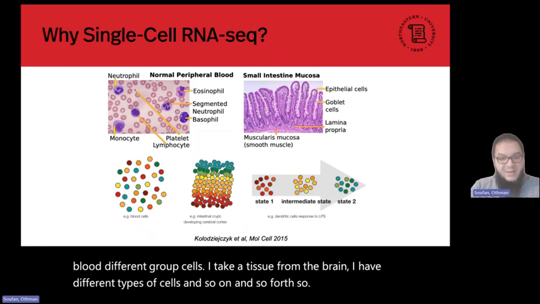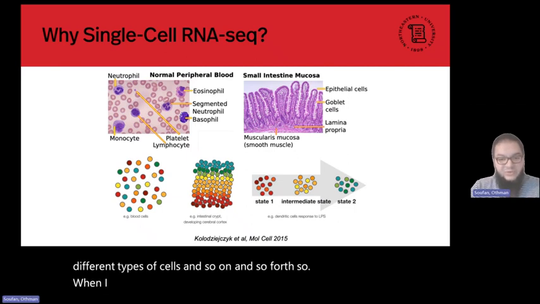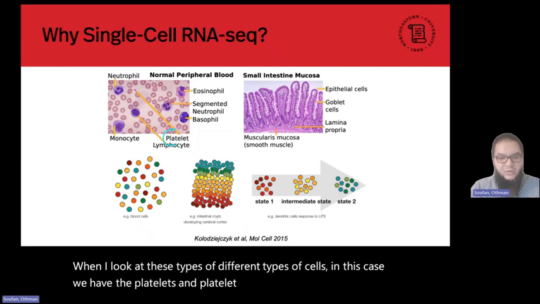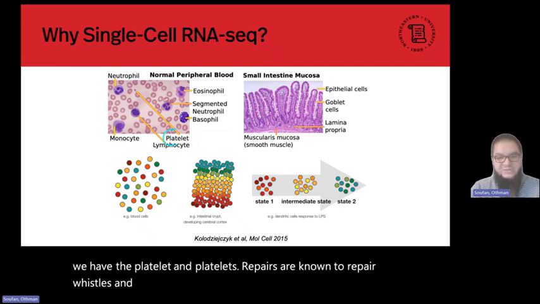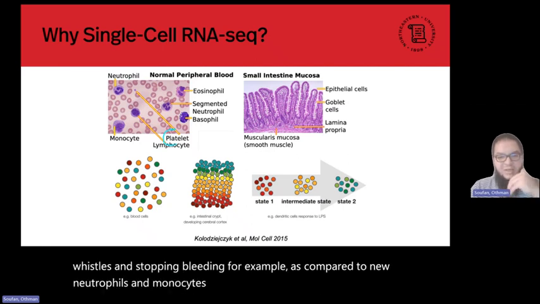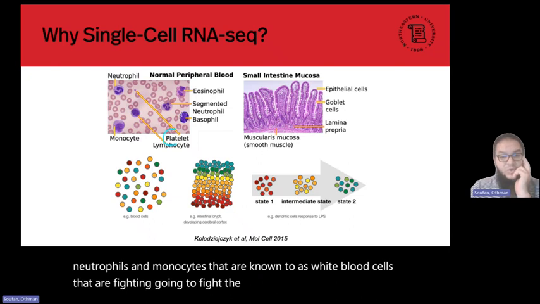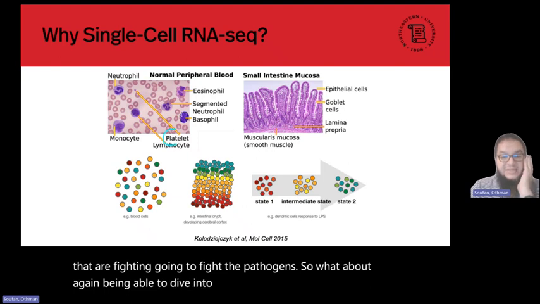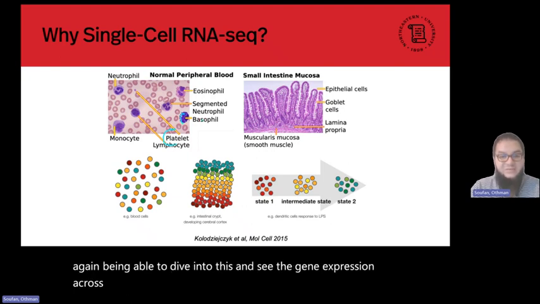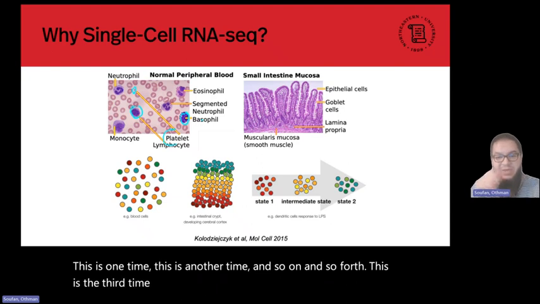So when I look at these different types of cells, like in this case, we have the platelet, and platelets are known to repair vessels and stop bleeding, for example, as compared to neutrophils and monocytes that are known as white blood cells that are going to fight the pathogens. So what about being able to dive into this and see the gene expression across these different types of cells? This is one type, this is another type, and this is the third type. And be able to zoom in here. Maybe we have something interesting to learn about.